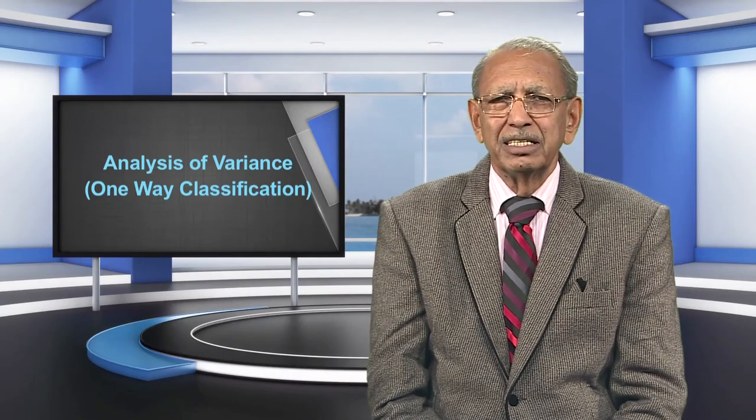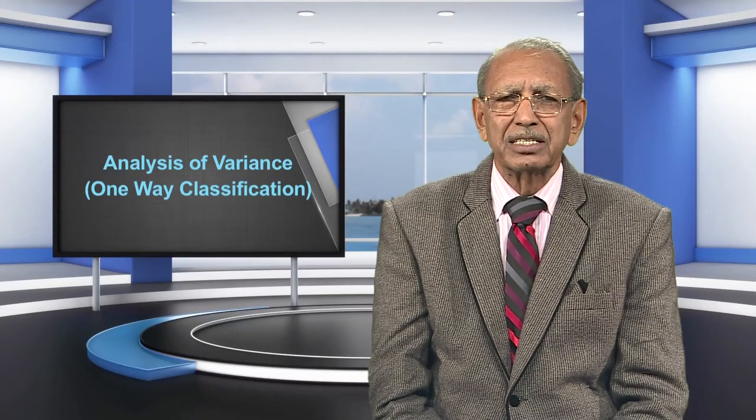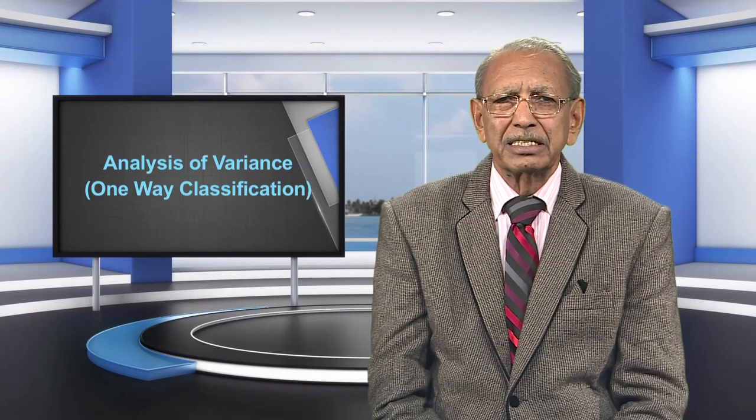However, you may not use the deviation score method. You may use simply the raw score method. In this case, you can use just the scores and do not calculate the means. You do not calculate the deviations. You simply use the raw scores, and you can further go ahead with the calculation of SS, MS, and the value of F.